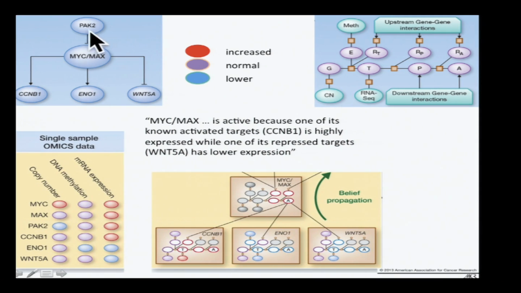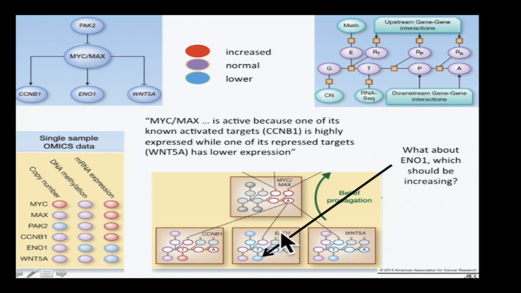So we've got this pathway. PAC2 represses micmacs. Micmacs activates these two genes and represses this one. And if these were the data that we had coming from copy number variation, DNA methylation, and RNA expression, then I see the following states of the downstream genes: this one's active, this one's repressed, this one's active, this one's repressed. They infer that micmacs is active.